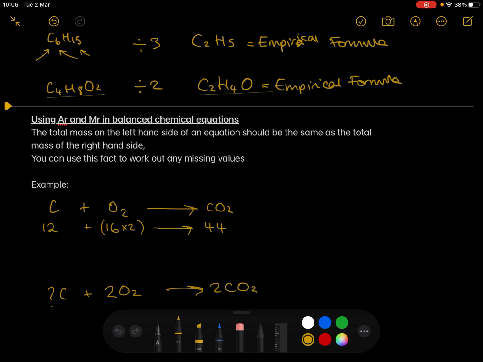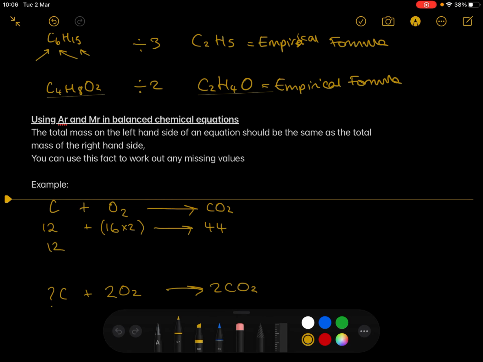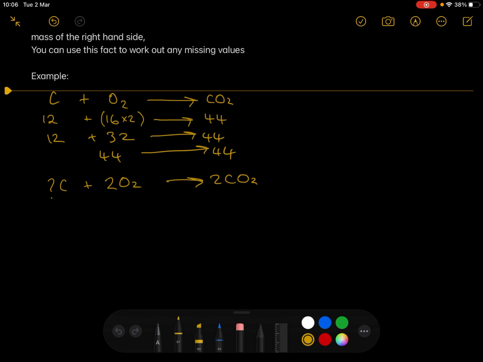So what I can do is say, right, the mass of carbon, the atomic mass is 12. I got that from the periodic table. Then oxygen is 16, but there's 2 of them. So I've had to do 16 times 2. And then on the right-hand side, carbon plus 2 oxygen, 44. So let's just check it. We've got 12 plus 32 goes to 44. 44 goes to 44. Look, it balances. Lovely jubbly.